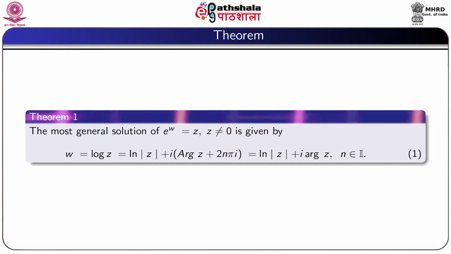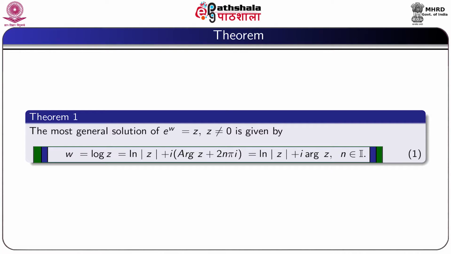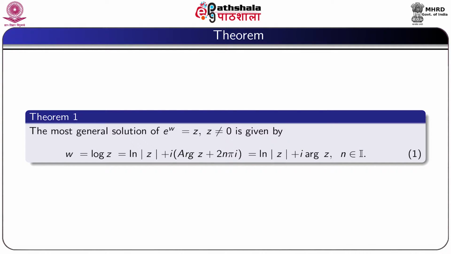So, first we prove a result. The most general solution of e to the power w equal to z, z is not 0, is given by w equal to log z equal to ln mod z plus i into argument z plus 2n pi i, which is equal to ln mod z plus i argument z, where n is any integer.